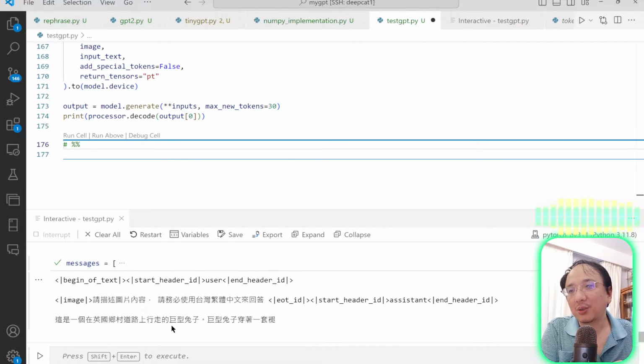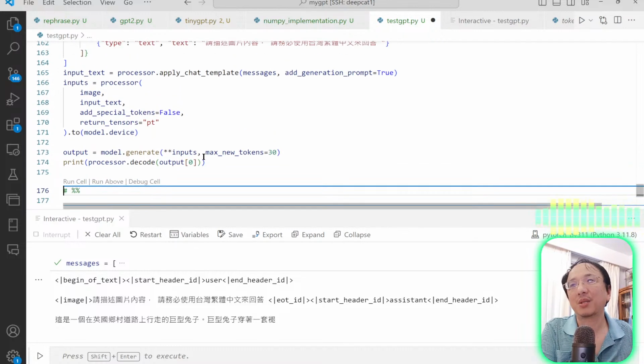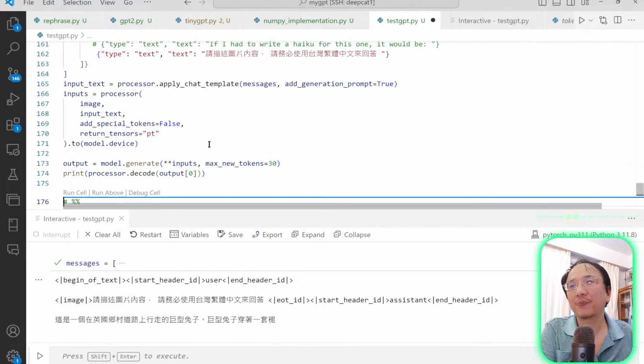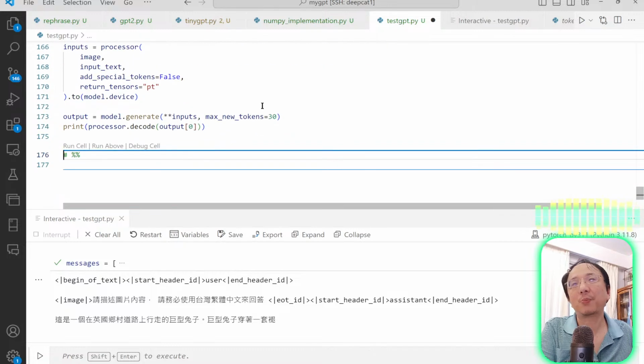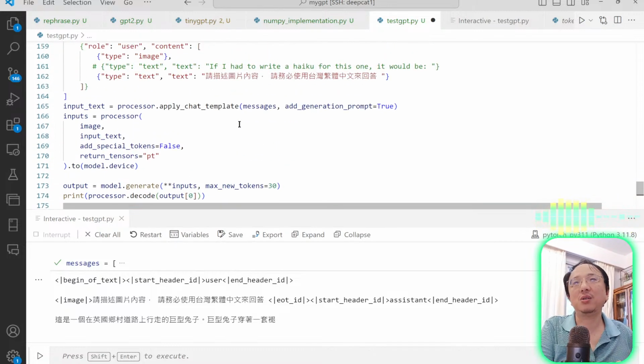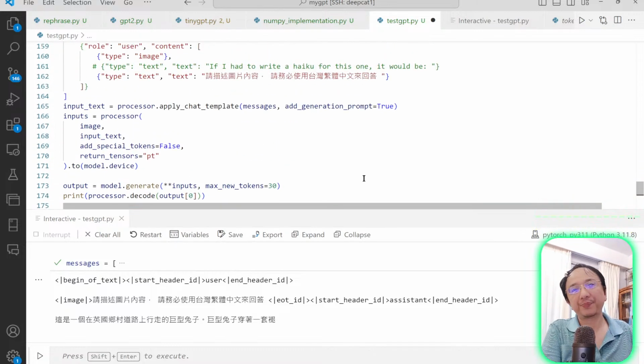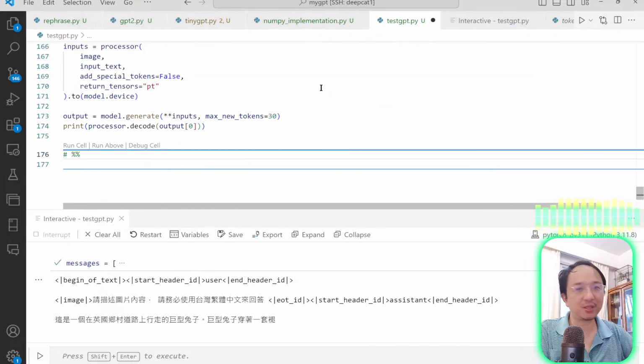这是一个英国乡村道路上行走的巨型兔子。So this is a giant rabbit walking on the country road in England. The giant rabbit wearing a something. It doesn't answer it. Okay. So, but at least it can answer it in Chinese. Okay, so that's the first demonstration.